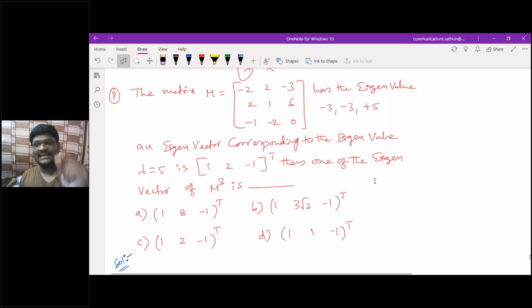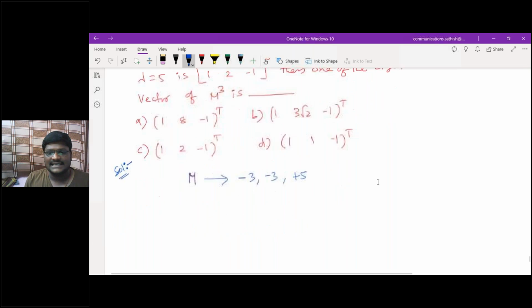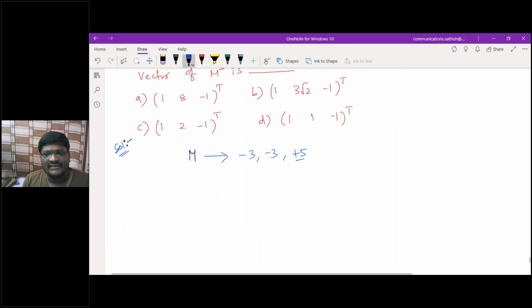To make you confused, they will give you options like that only. You have to clear that confusion, and for that reason I'm doing this here. The matrix capital M has the eigenvalues -3, -3, +5. For one eigenvalue, they are taking the eigenvector capital X, that is (1, 2, -1) transpose. This is what they had given.